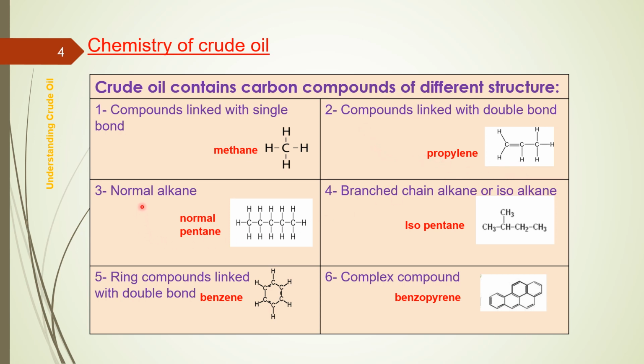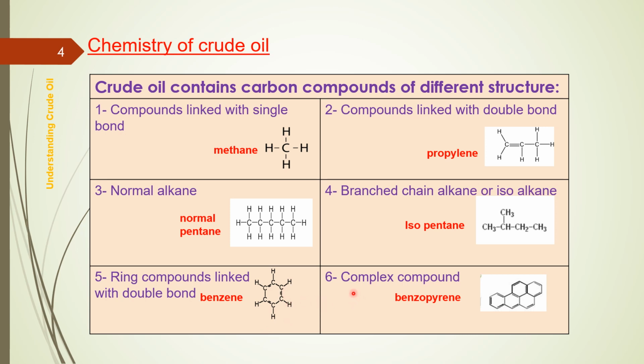Third is normal alkane, normal pentane, where all carbon atoms are in a straight line. Fourth is branch chain alkane or isoalkanes. The example is isopentane, where one carbon is in the branch position. So these are isoalkane type of compound. Fifth is ring compounds linked with double bond. This is benzene, where one ring is there and there is more than one carbon double bond.